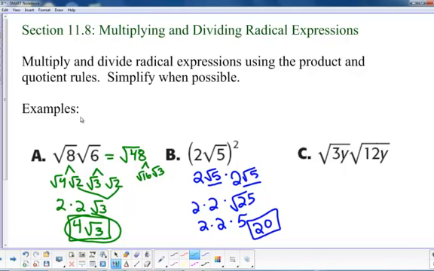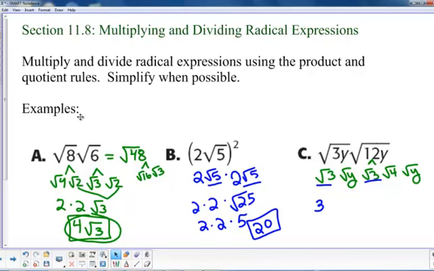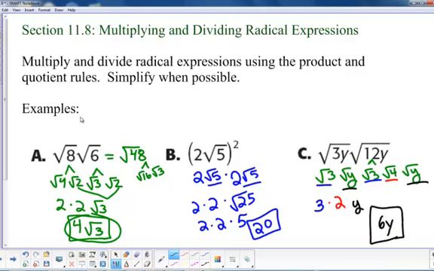And in the last one, we have root 3, root y. 12 is 3 times 4, and then we still have this root y. So square root of 3 times square root of 3 is the square root of 9, which is 3. Square root of 4 is 2. And square root of y times the square root of y is the square root of y squared, which is y. So this answer is just 6y.